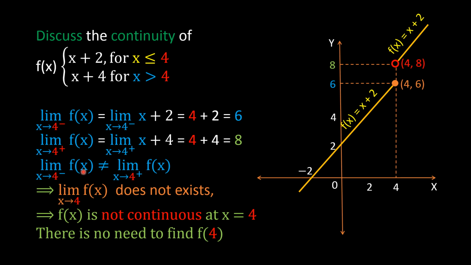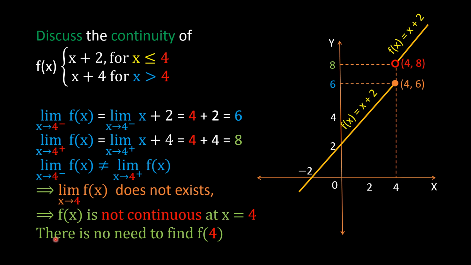Now the limit of f x as x approaches 4 negative is 6, and the limit of f x as x approaches 4 positive is 8. Since these two limits are not equal, the limit of f x as x approaches 4 does not exist, which implies the function f x is not continuous at x equals 4.